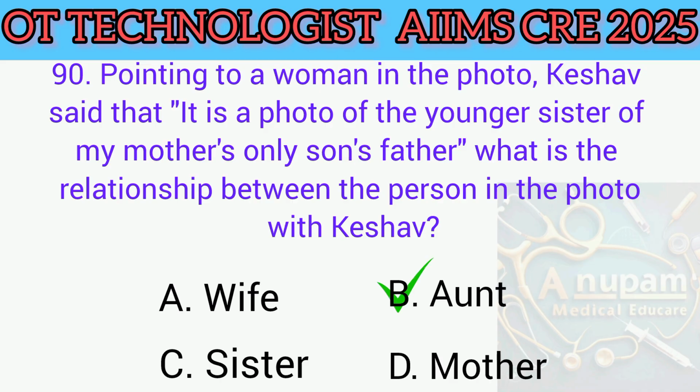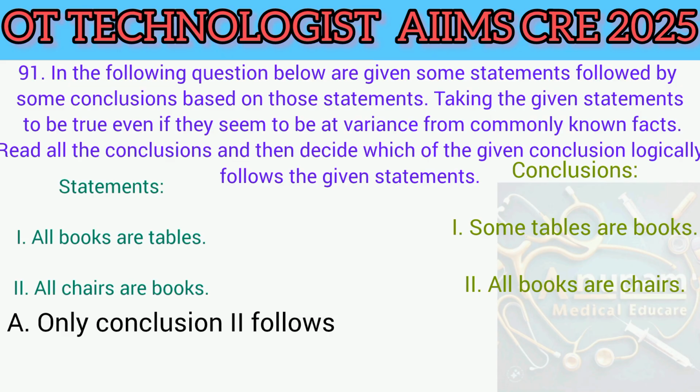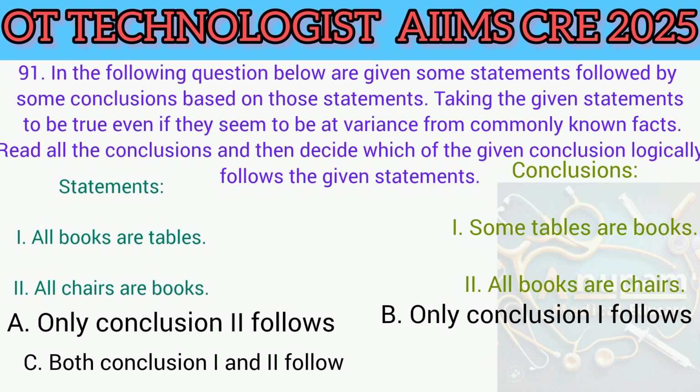Right option, B. Number 91. In the following question, below are given some statements followed by some conclusions based on those statements. Taking the given statements to be true even if they seem to be at variance from commonly known facts, read all the conclusions and then decide which of the given conclusions logically follows the given statements. Option A. Statements. 1. All books are tables. 2. All chairs are books. Conclusions. 1. Some tables are books. 2. All books are chairs. A. Only conclusion 2 follows. B. Only conclusion 1 follows. C. Both conclusion 1 and 2 follow. D. Neither conclusion follows.